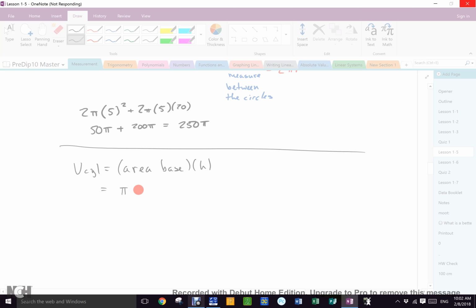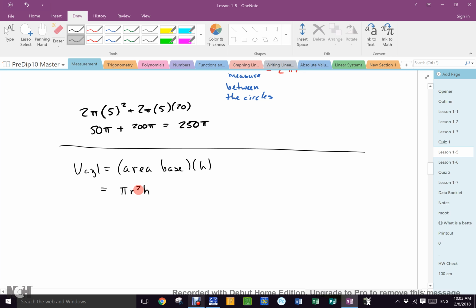What was my R? 5. 5 squared. What was my H? 20. 5 squared is 25. 25 times 20 is 500 pi. We usually put the number first, like we would do 3x instead of x3.